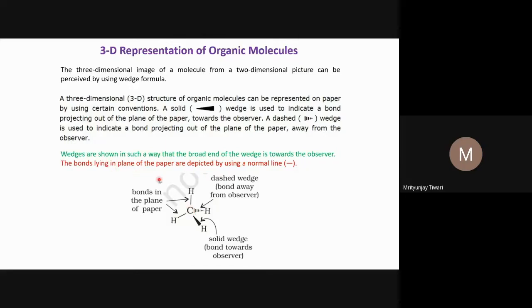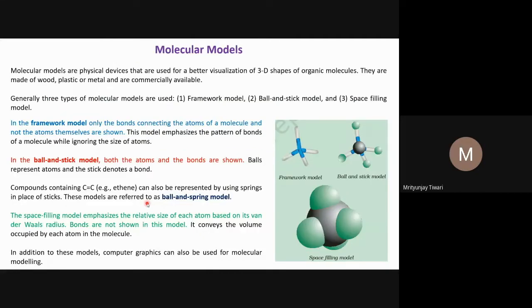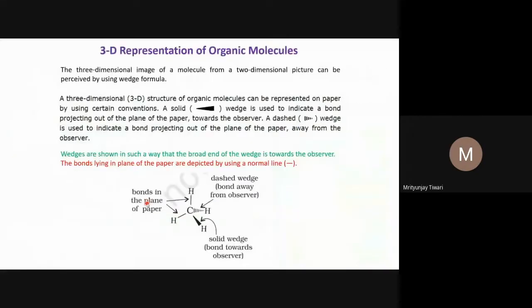The bonds lying in the plane of the paper are depicted by using normal lines, and these two normal lines indicate these bonds are on the plane of the paper. Sometimes it becomes difficult, even using this wedge structure, to understand the three-dimensional structure of organic molecules. In such a case, people use molecular models.